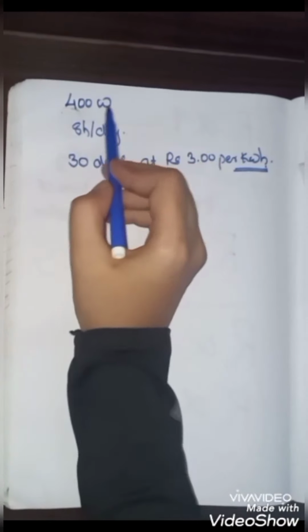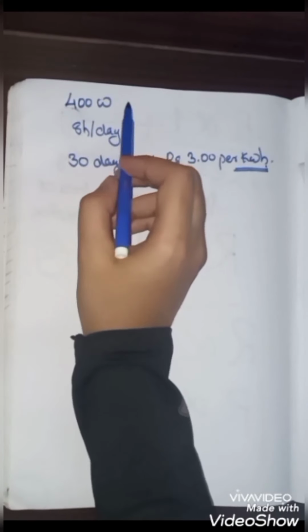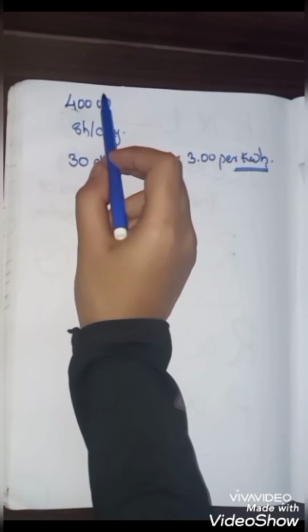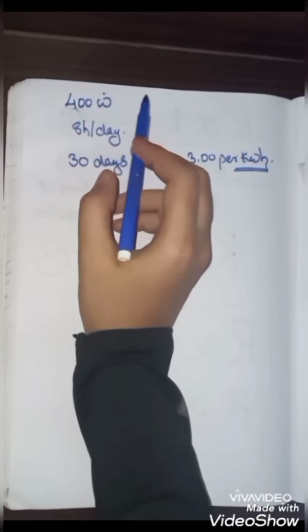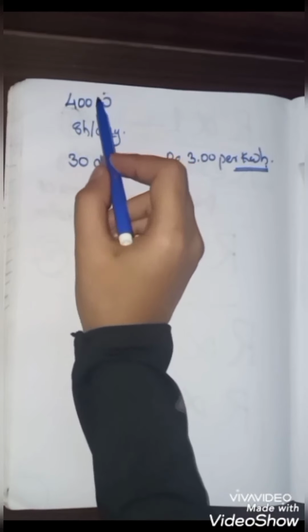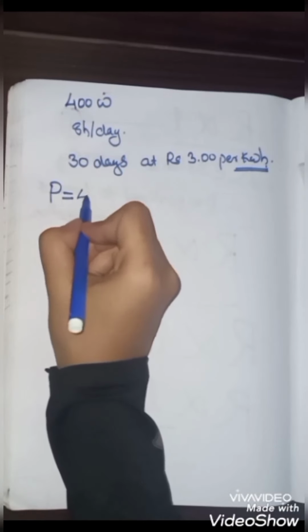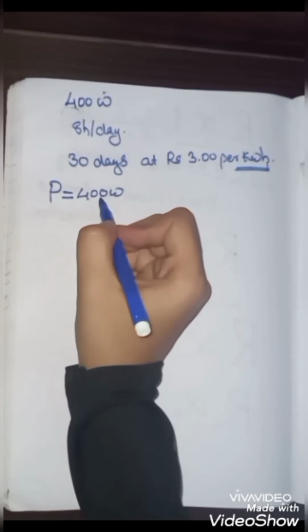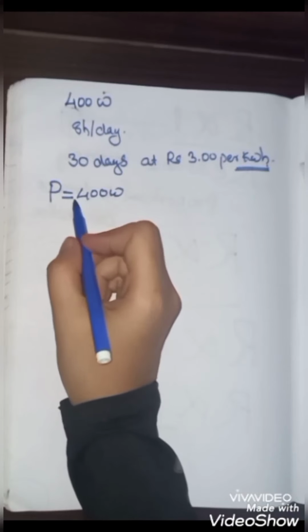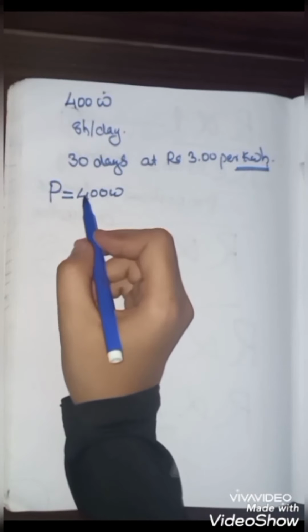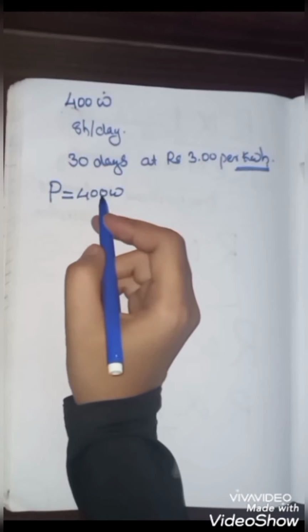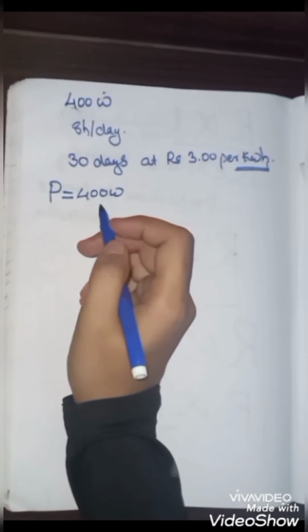Okay, first, 400 watt. We know the unit watt denotes power, so power P is equal to 400 watt. Then it is for 30 days. What is the total energy for 30 days?